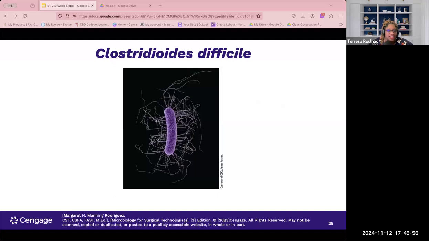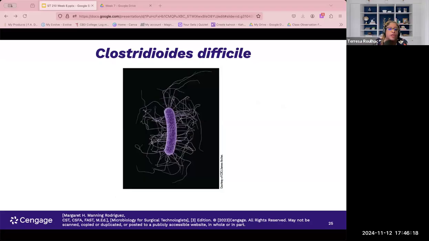The last thing we're talking about is breaking C. diff a little bit more. What is Clostridioides difficile? C. difficile is a type of bacteria that naturally lives again in the human gut, but can become harmful in certain situations, especially, unfortunately, in hospitals and healthcare.